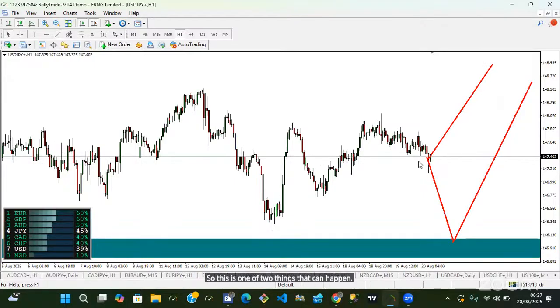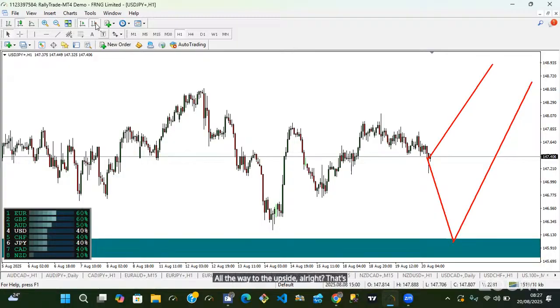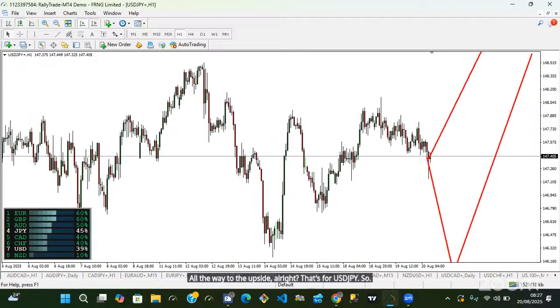So I would want to see price come all the way to this level, bearish, before I buy it up again all the way to the upside. All right, that's for USD JPY. If price was very close to this level, we would have been going bullish right now.